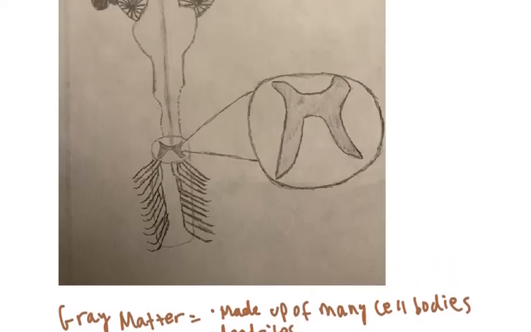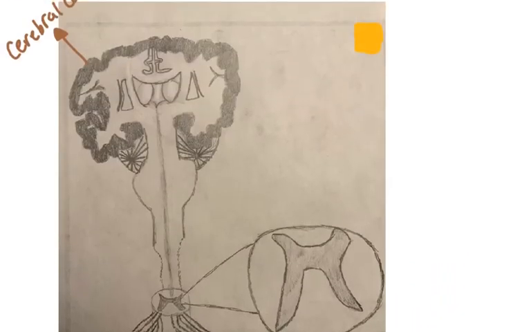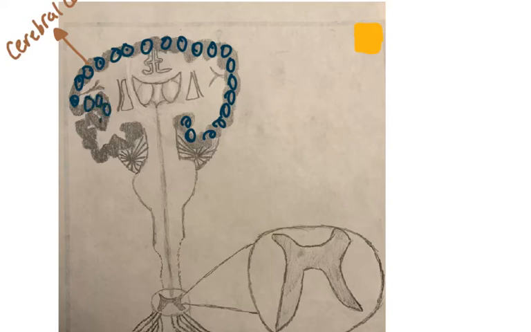So if we go up here and look at the cerebral cortex, we'll see a bunch of cell bodies here, right? So just a bunch of cell bodies, with the nucleus and everything. So let me go and draw a few more. And then we'll see how the white matter plays a role once we draw these cell bodies.